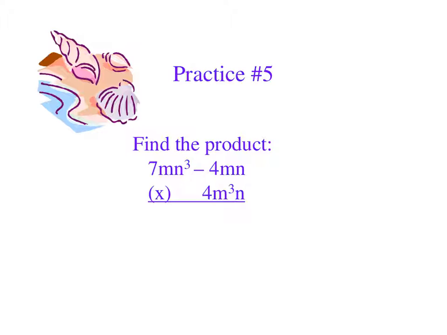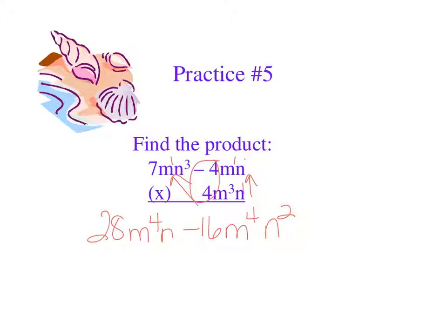Alright, here's another one to practice. Same thing. I'm going to multiply here first. Multiply my coefficients, negative 16, rewrite my base m, add my exponents, rewrite my base n, add my exponents, and then I'm going to multiply it by my other term here. Multiply my coefficients, rewrite my base, add my exponents, rewrite my base n, and add my exponents. And there we are.